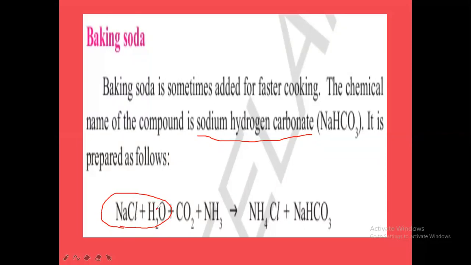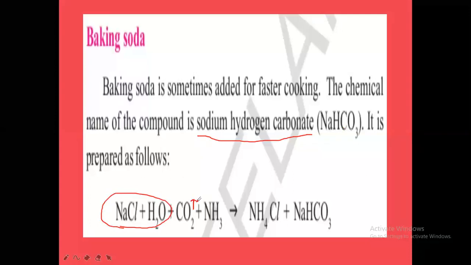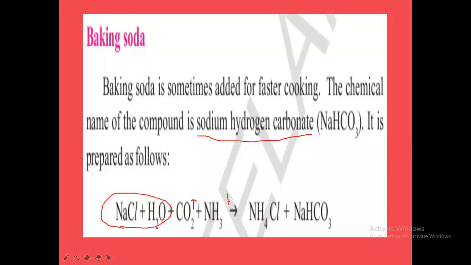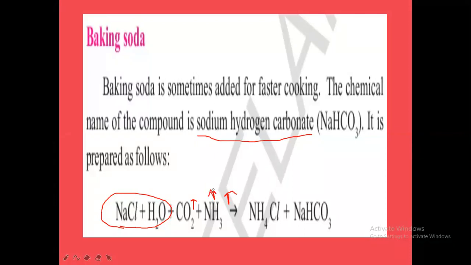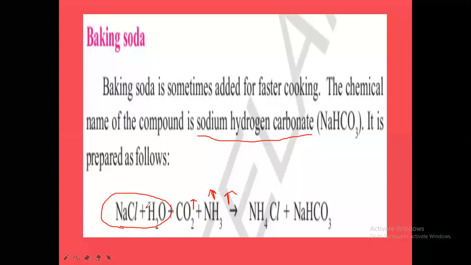Through this aqueous solution of NaCl, which gases are we passing? CO2 gas, and also ammonia gas. So two gases, ammonia gas and CO2 gas, will be passed through this. The arrow mark upwards indicates gas. Through the aqueous solution of NaCl, we are passing CO2 and NH3 gas to get ammonium chloride and sodium hydrogen carbonate.